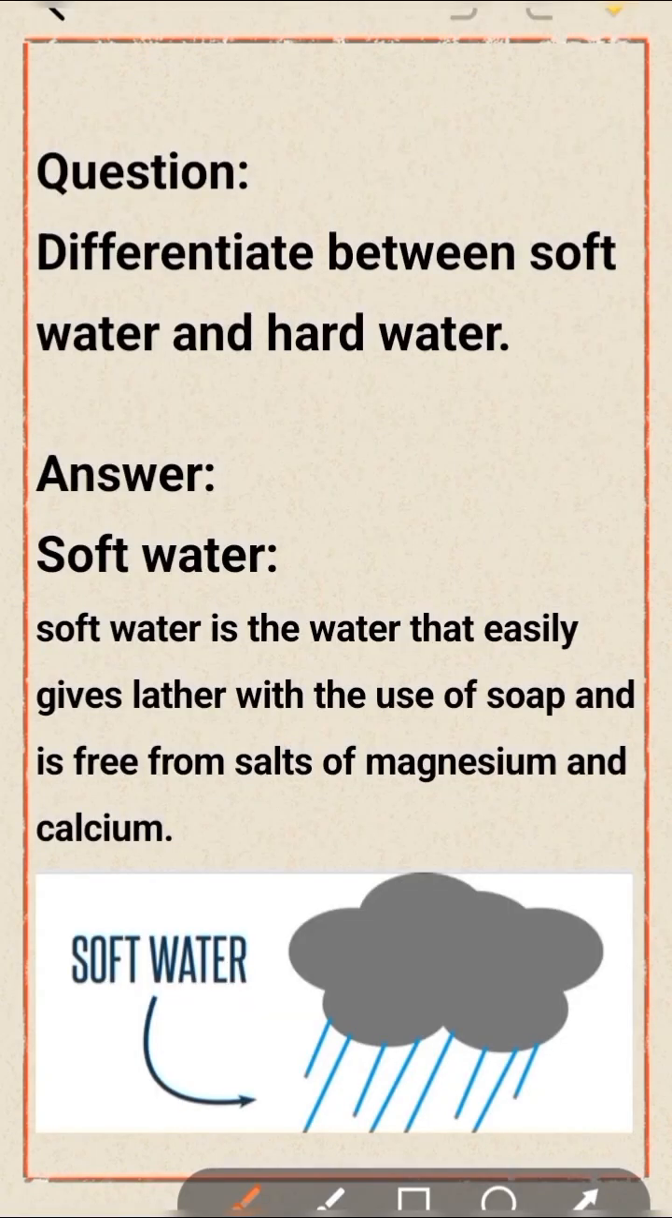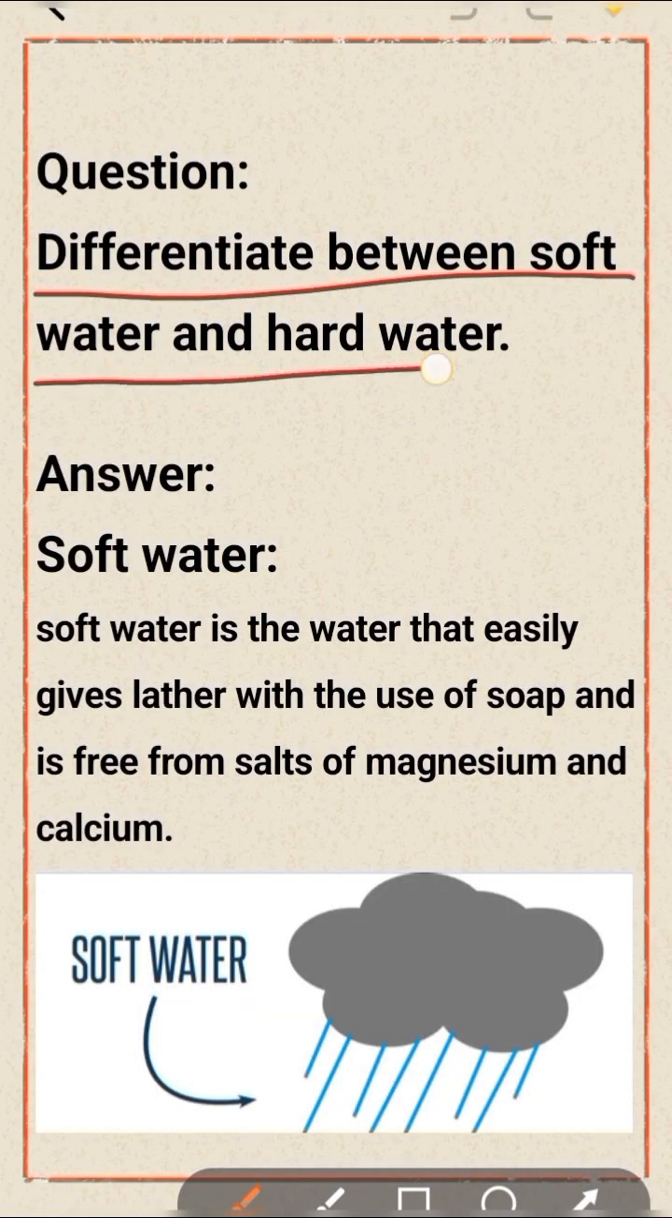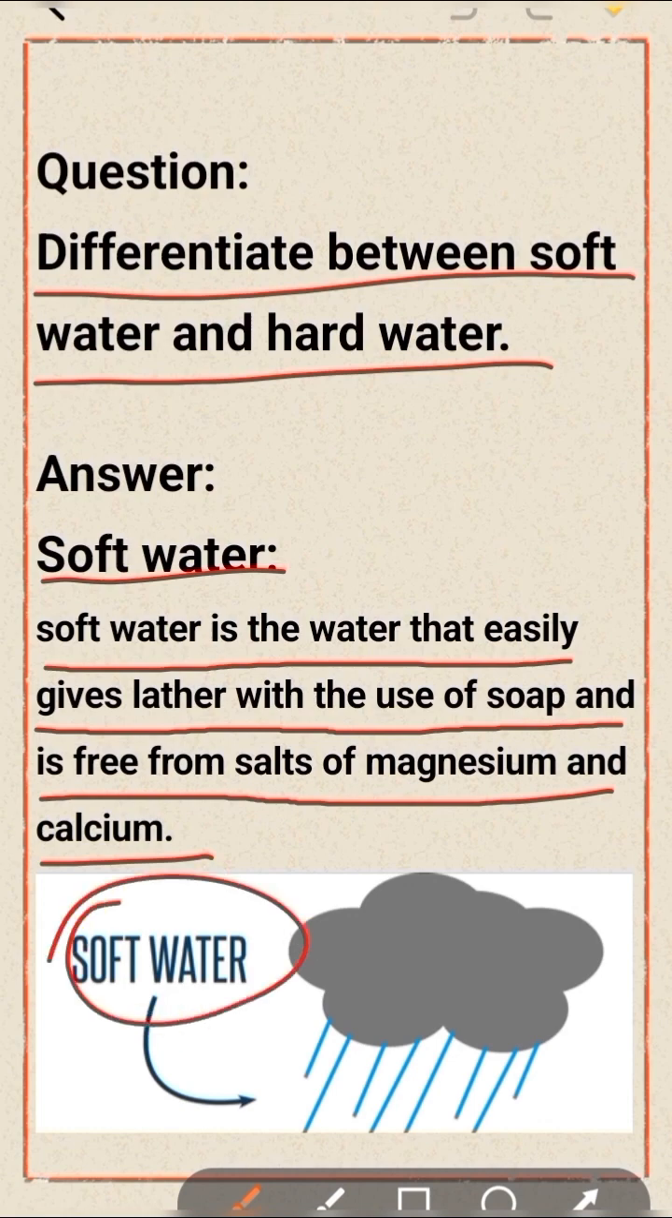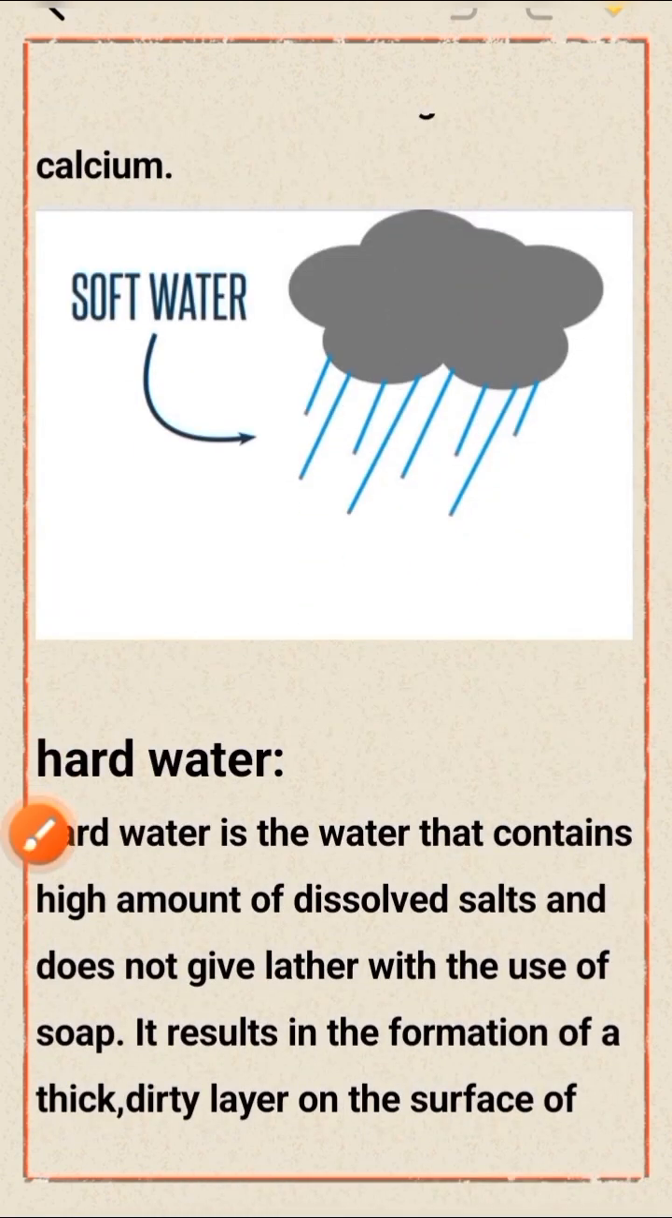Differentiate between soft water and hard water. Soft water is the water that easily gives lather with the use of soap and is free from salts of magnesium and calcium. The example, rainwater, is explained as soft water. Next part, hard water.